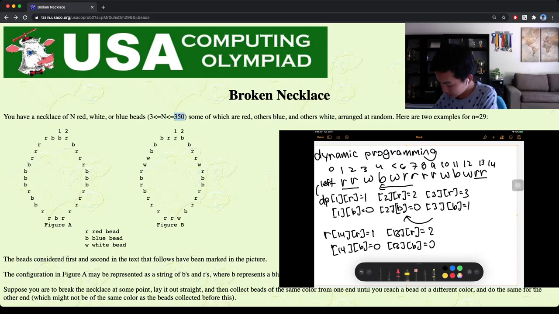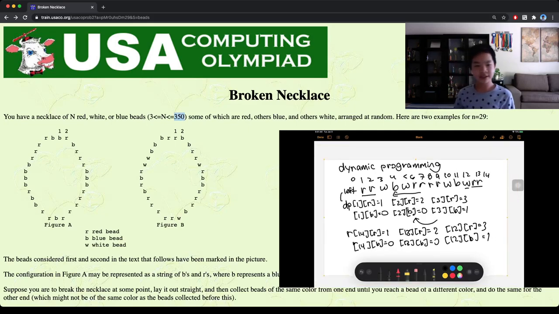And over here, the same thing. Since it's W, it can be either red or blue. So it will be 12, R equals 3. 12, my bad. 12, blue equal to 1. All right, so after this, here's the basic logic here.